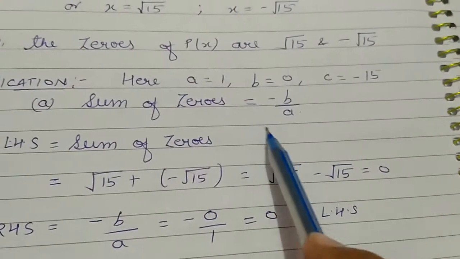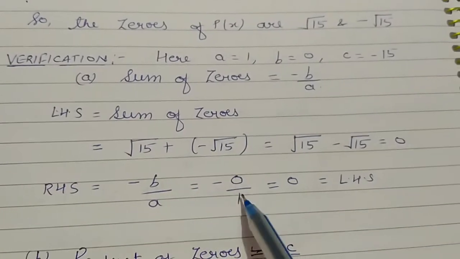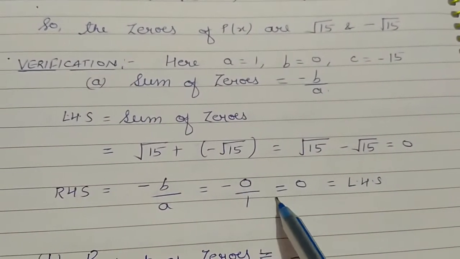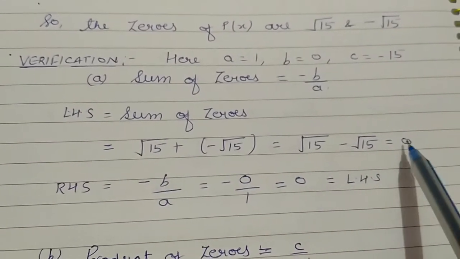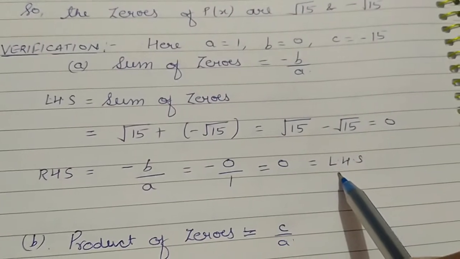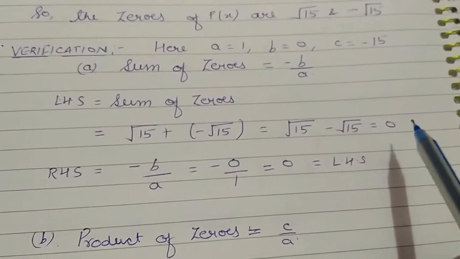The right hand side of this relation is minus b by a. The value of b is 0 and the value of a is 1, and the simplification of 0 by 1 is equal to 0. Left hand side is equal to 0 and right hand side is also equal to 0. So our first relation is verified.